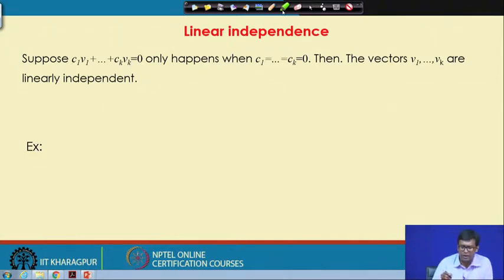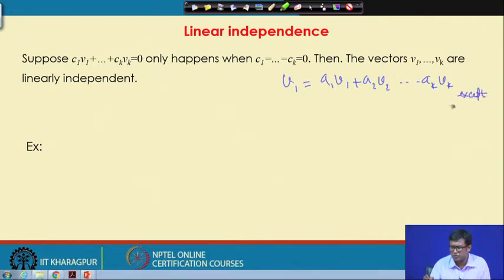That means I cannot write any vector vi as a linear combination a1 v1 plus a2 v2 up to ak vk, except the ith term. I cannot express one particular vector vi as a linear combination of other vectors, and then we say that none of the vectors is a resultant of other vectors, and this is a linearly independent set.